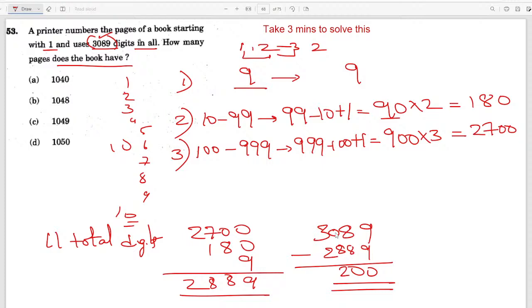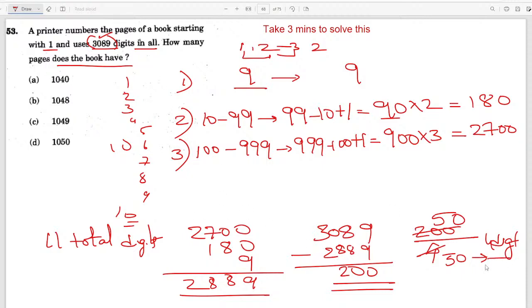But these are 4-digit numbers. So if the total extra digits is 200, the number of 4-digit numbers you require to get 200 extra digits is 200 divided by 4. This is 50. So you need 50 4-digit numbers to make the total 3089.